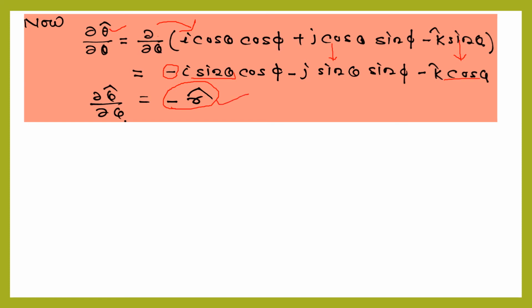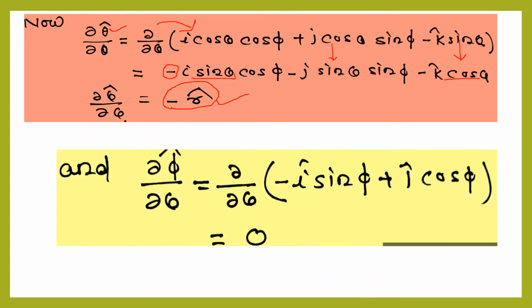Now what about the phi? Because the phi cap is a function of only phi, here there is no theta, that is why we get the value 0. That means d by d theta, or delta by delta theta, of phi cap is equal to 0.